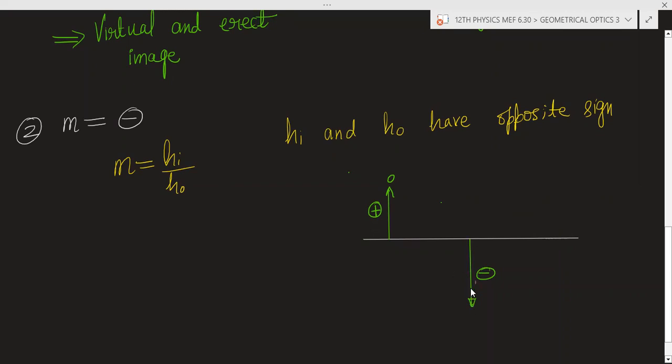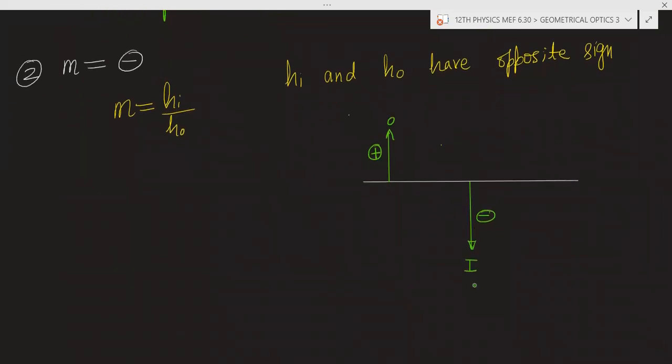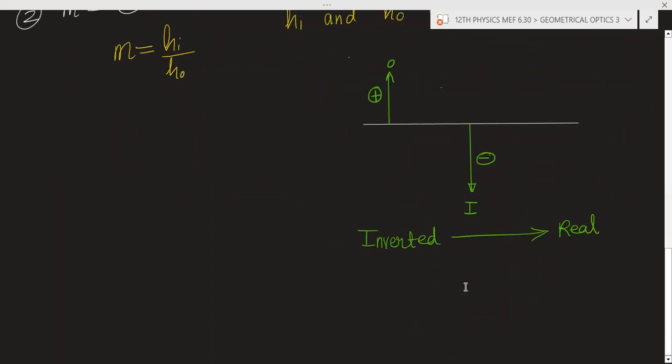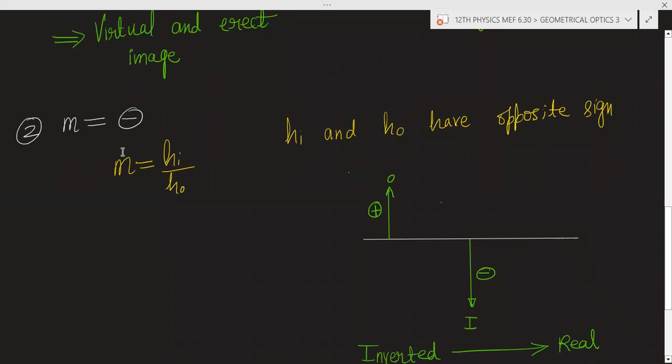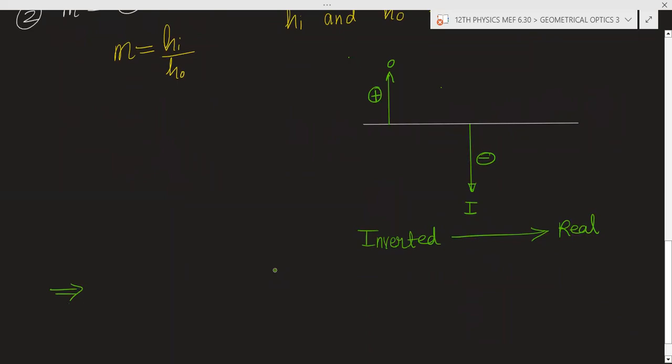So now this is the image. This image is an inverted image. And an inverted image is also real. So finally what you will get, when the magnification is negative, means the image is real and inverted. Image is real and inverted.